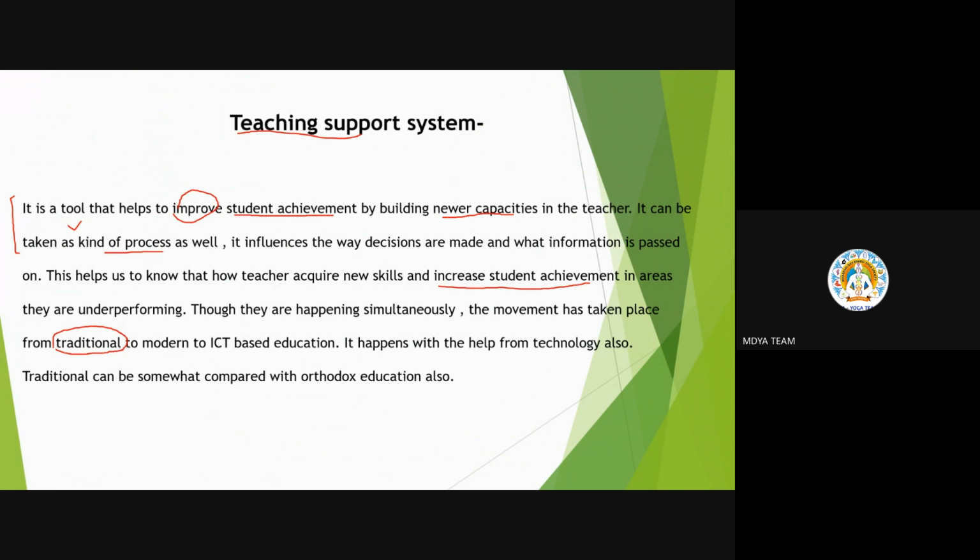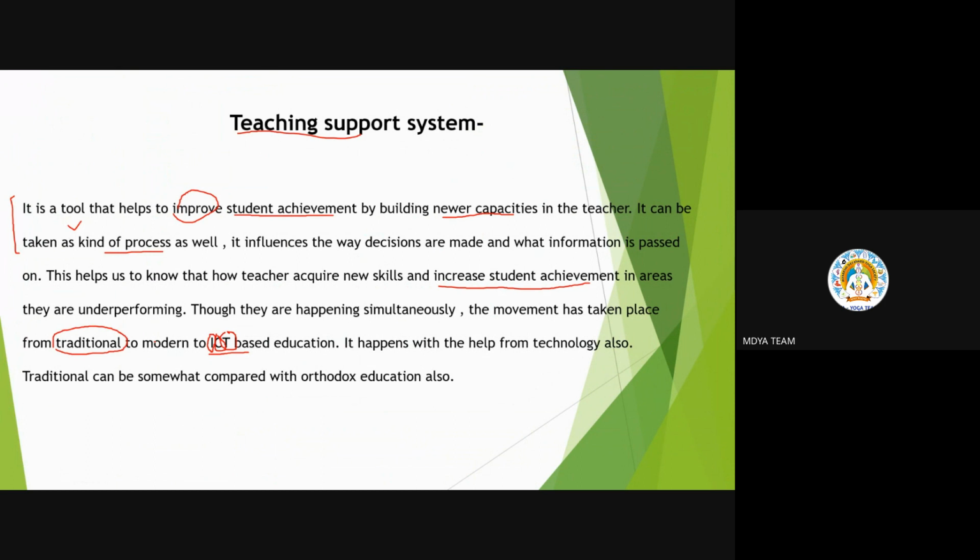information, communication, and technology. So, in this class, this is an ICT based class. Here I am delivering some information. There is communication with the help of technology. Okay, so now the movement has taken place from traditional to modern to ICT based education.